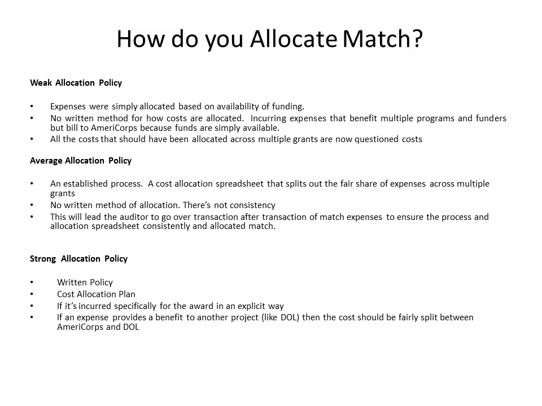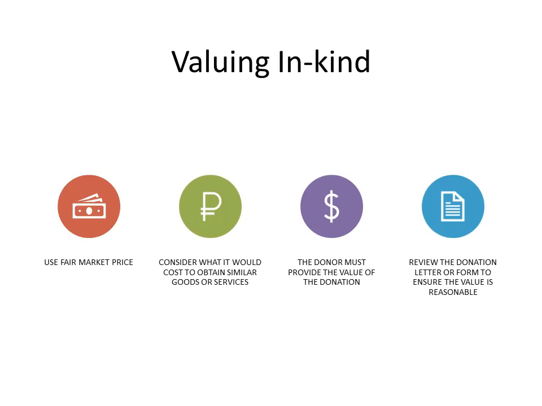And a strong allocation policy would be a program has a written policy, a clear process written down. They have also a cost allocation plan. And the policy has costs that are incurred specifically for the award in a clear way. And finally, it's split fairly between grants. So if an expense provides a benefit to another project like DOL, then the cost should be fairly split between AmeriCorps and DOL.